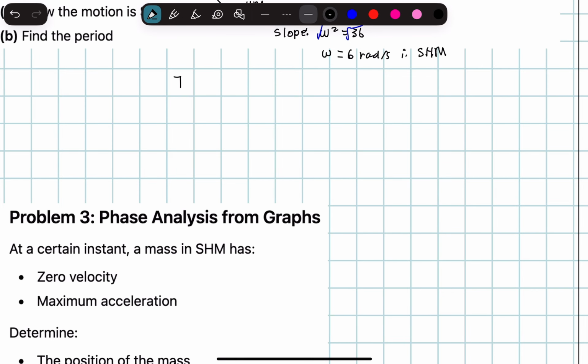To find the period, T is equal to 2 pi over omega. That's just 2 pi over 6. That's equal to pi over 3. So that's approximately 1.05 seconds.